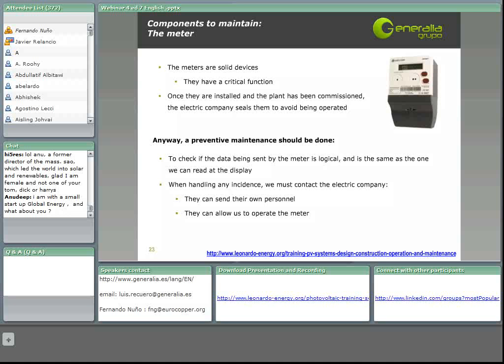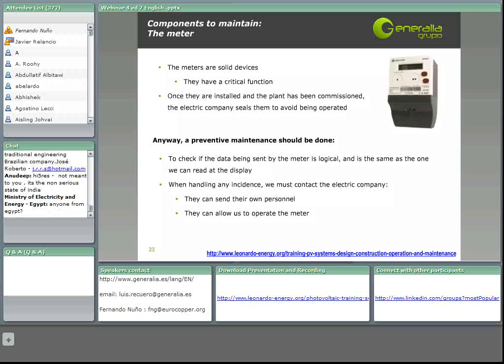The last element to maintain will be the meter. The meters are solid devices which shouldn't normally fail. Once they are installed and the plant has been already commissioned, the electrical company will seal the meter in order to avoid them to be operated by us. Anyway, as they have a critical function in our solar plant, a preventive maintenance should be done.